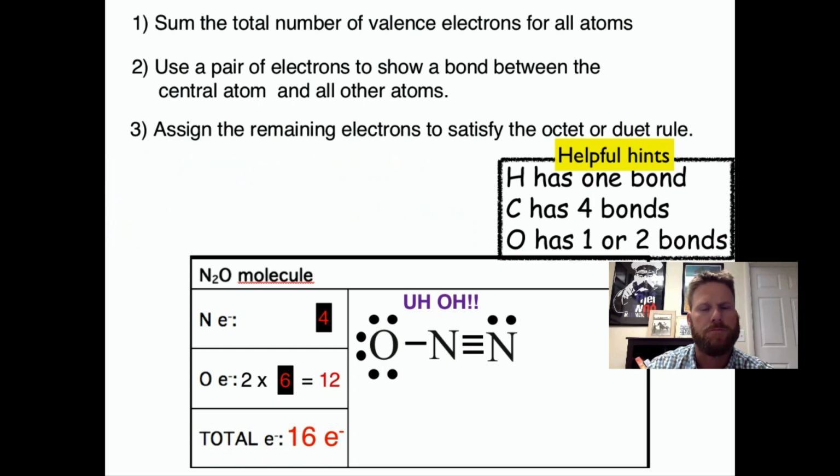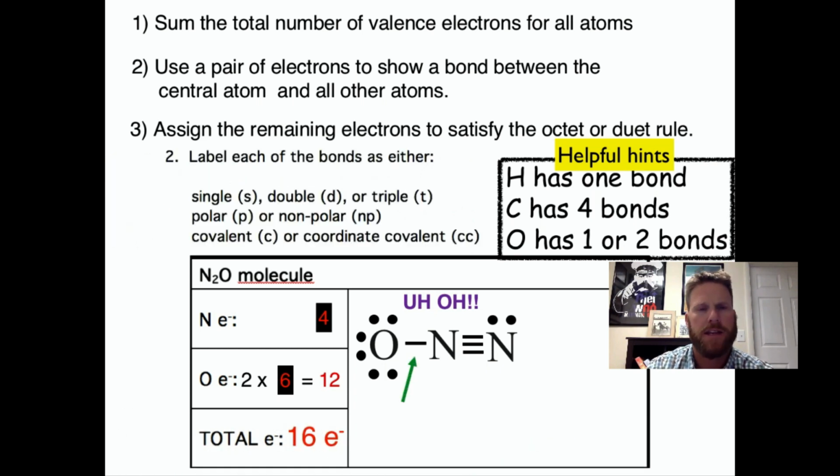If I'm going to label these bonds then, this bond here is a single bond. It is polar because it's 2 different atoms, and it would be covalent because each atom is sharing 1 electron to make that bond. The bond between the nitrogens is a triple bond. It is nonpolar because it's 2 nitrogens bonded together, 2 of the same atom, and it is also covalent because each nitrogen is giving up electrons to share. If you just sketch this, it would look like this.